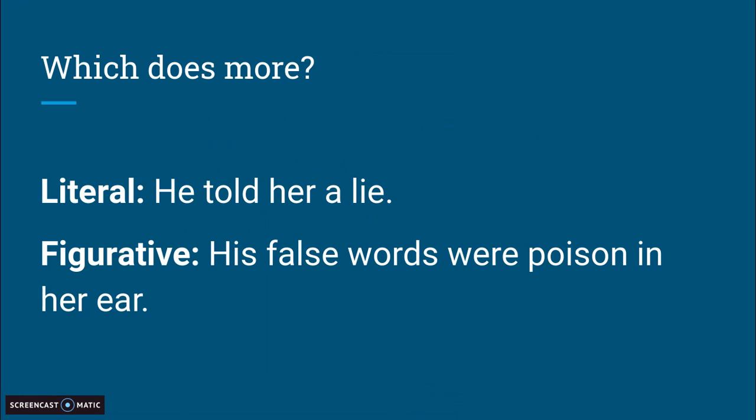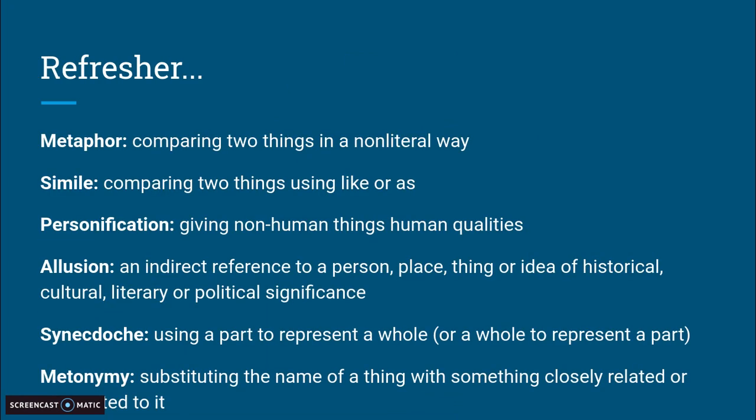the overall ideas. So let's do a quick refresher here of the 6 types of figurative language we talked about during Catcher in the Rye. We've got metaphor, which compares two things in a non-literal way. Simile, which compares two things using like or as. Personification, which gives non-human things human qualities. Allusion, which is an indirect reference to a person, place, thing, or idea of historical, cultural, literary, or political significance. It's a reference. That's the most important thing, a reference to a thing. Synecdoche, that's using a part to represent a whole or a whole to represent a part. And then metonymy, which is substituting the name of a thing with something closely related or associated to it.